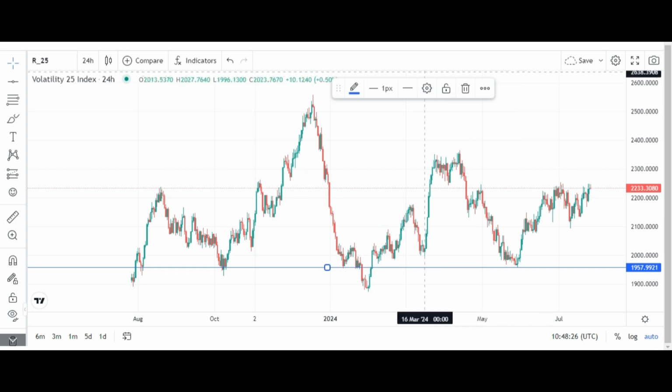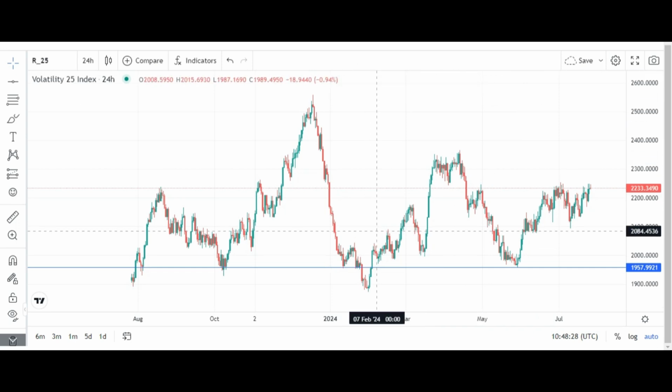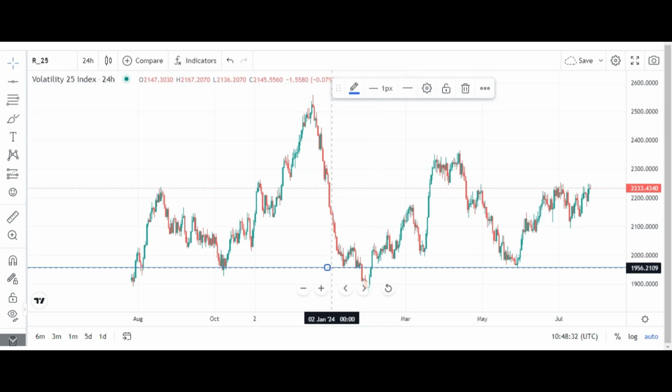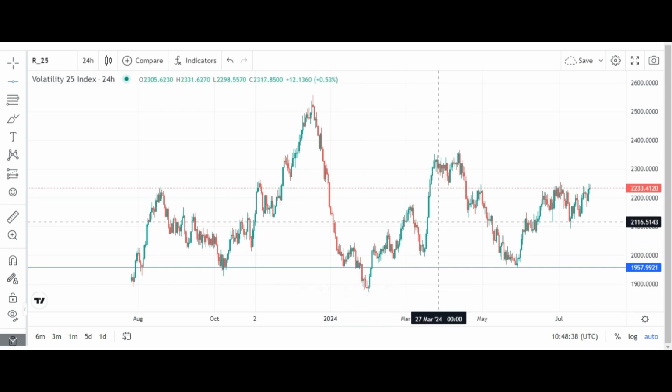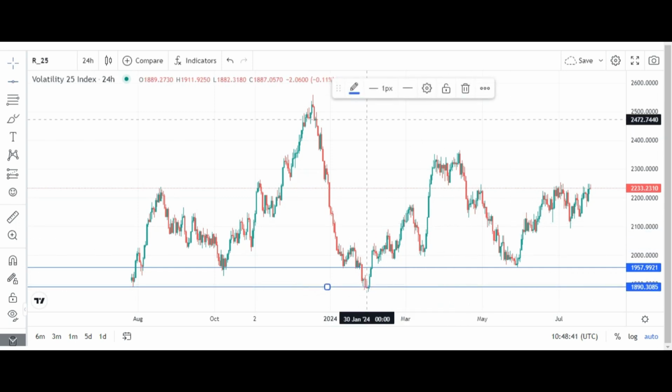Because if support was just the bottom, then it wouldn't really make much sense, because then you could just say, okay, this is a bottom, then you say that's support.